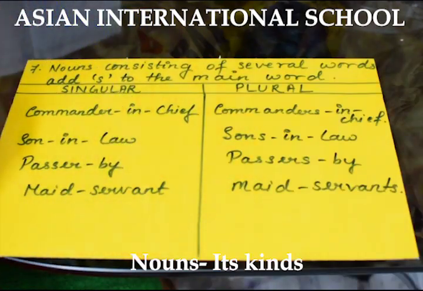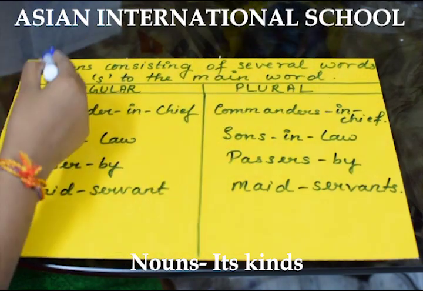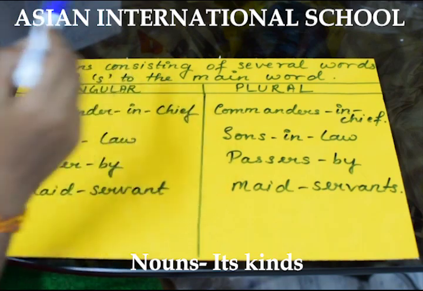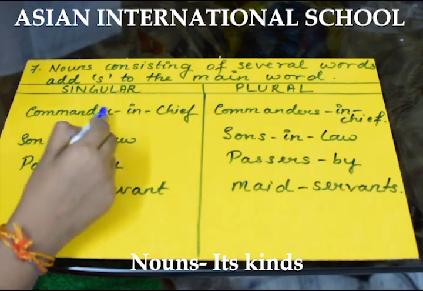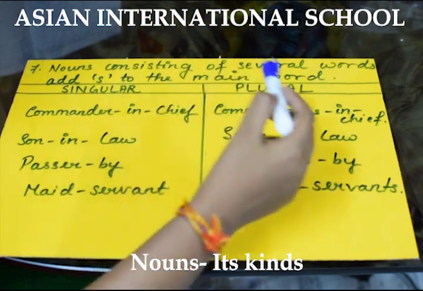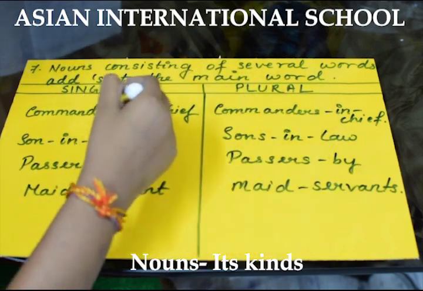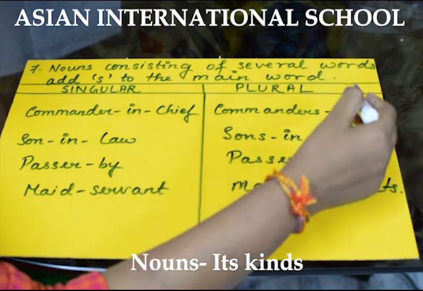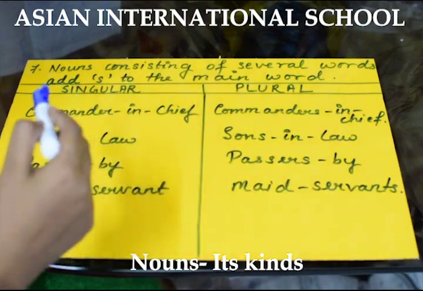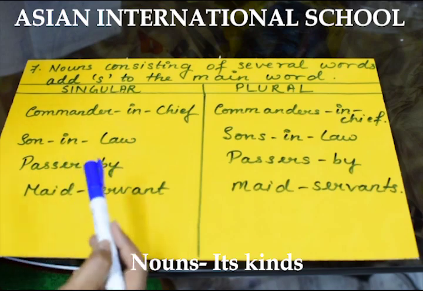Now we move on to point number 7. In nouns consisting of several words, we add s to the main word. For example, commander-in-chief. Here, the main word is commander. So, when we are changing this word into its plural form, we will just add an s to the word commander. So, commander-in-chief becomes commanders-in-chief. Son-in-law becomes sons-in-law. Passer-by becomes passers-by. Maid-servant becomes maid-servants.